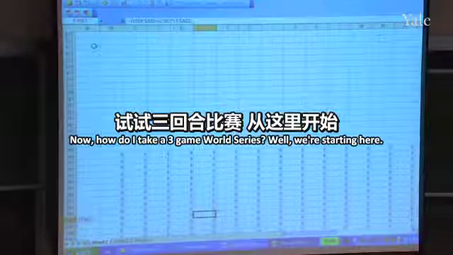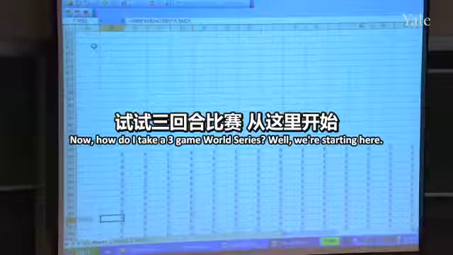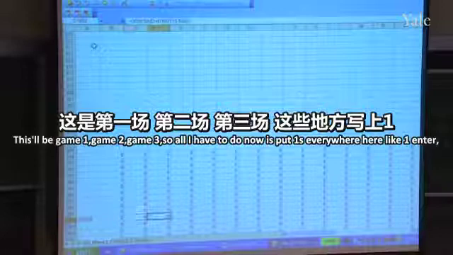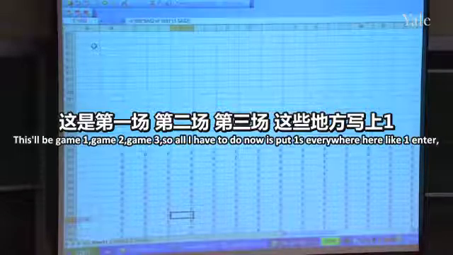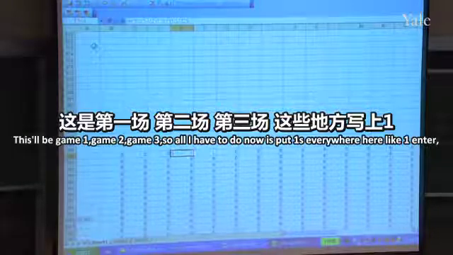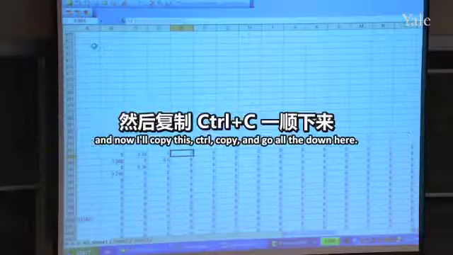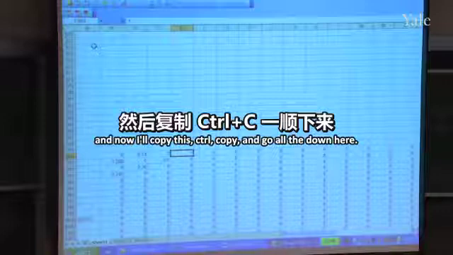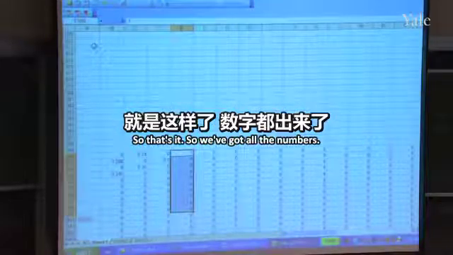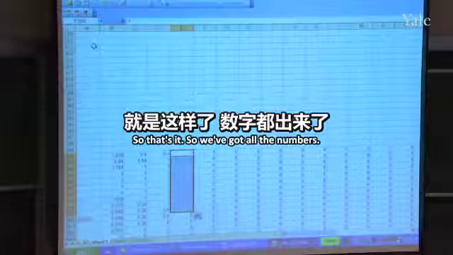Okay, now how do I take a 3-game World Series? Well, we're starting here. This will be game 1, game 2, game 3. So all I have to do now is put ones everywhere. Here, like 1, enter, and now I'll copy this, control copy, and go all the way down here, because when you're above the, okay, so that's it. So we've got all the numbers.